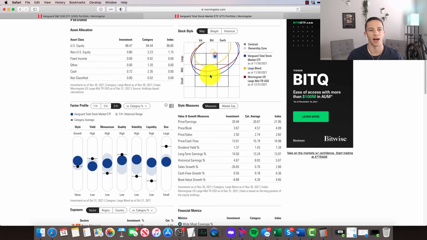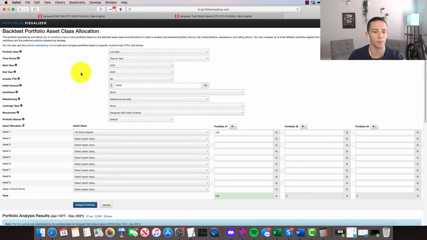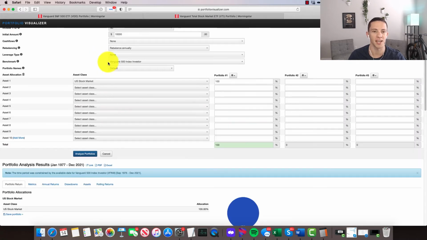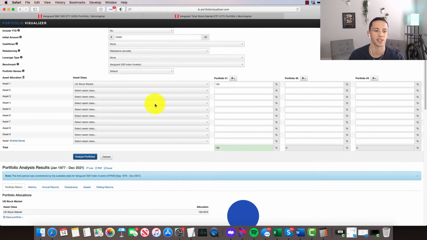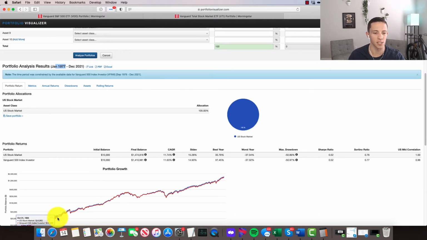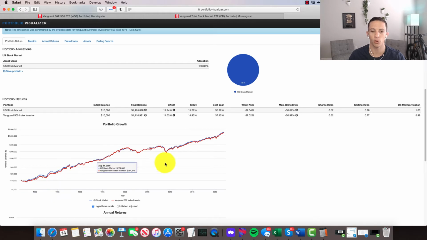Now, how have these two funds performed, right? Well, in Portfolio Visualizer, I pulled them up here and I used asset classes with US stock market being VTI and then Vanguard's 500 index investor being VOO to represent us. Because of this, we can go back to 1977. If we just used the actual ETFs and not the underlying asset classes, we would not get data back to 1977. But you can see over this time period, they've performed pretty damn similarly. US stock market 11.74%, a little bit more than the S&P 500, 11.63%.